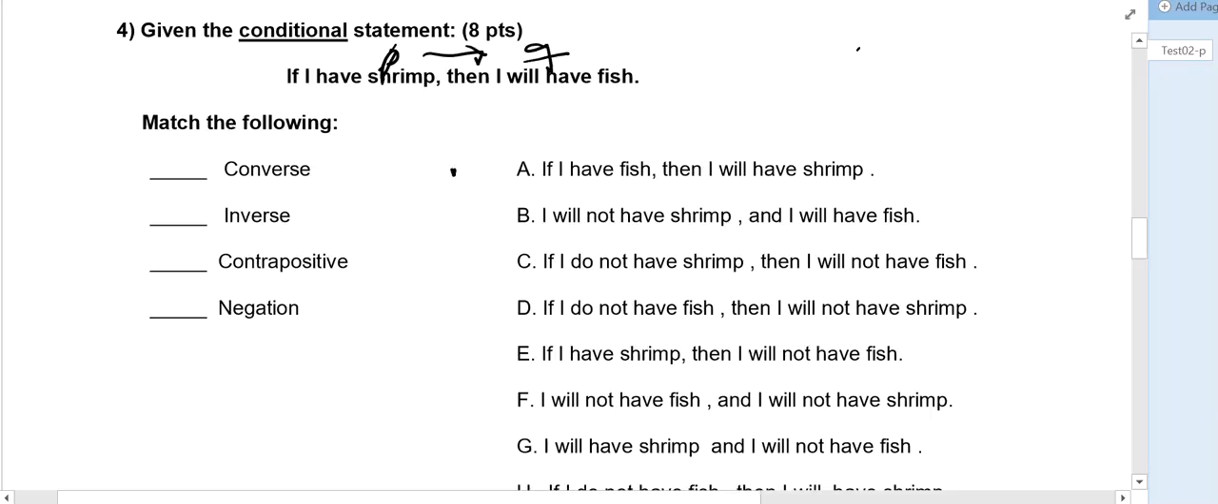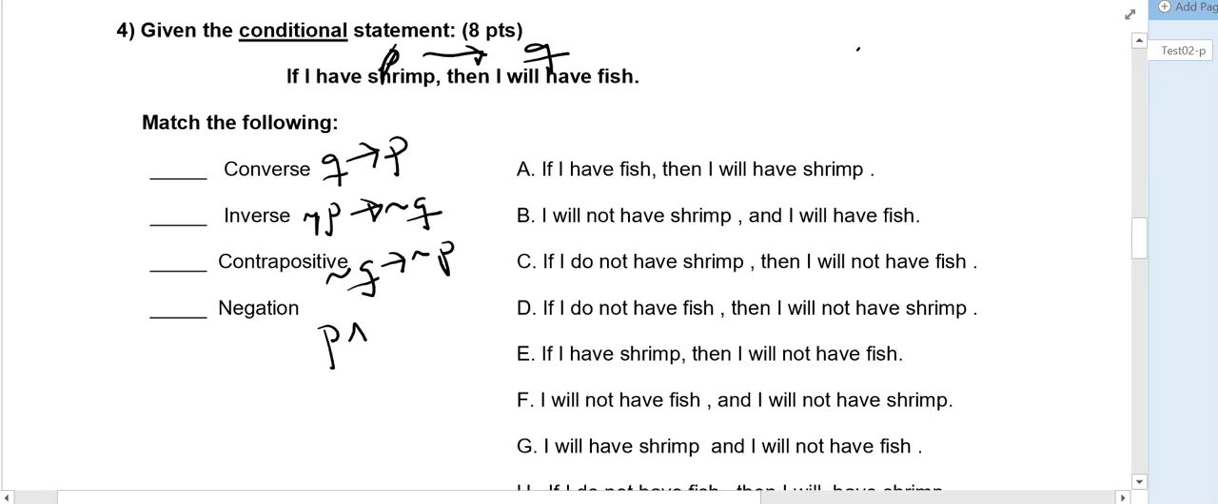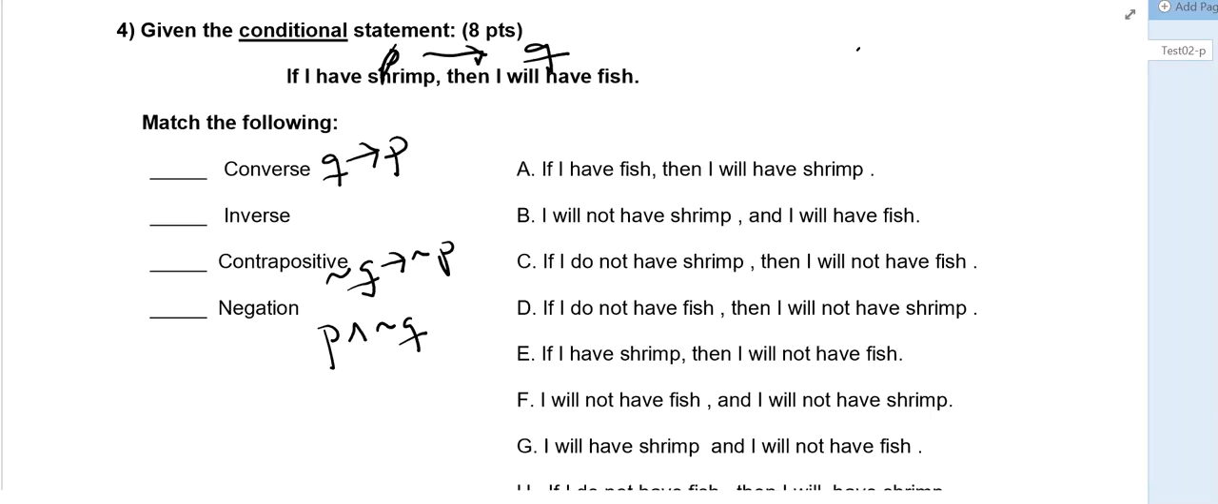Glad I caught that. Converse is Q implies P. Inverse is not P implies not Q. Contrapositive is not Q implies not P. And the negation is P and not Q. Okay? Just have to memorize them somehow. And make sure you don't do what I just did here. I get the contrapositive sometimes when I'm not thinking, and I switch and mess them two up. Contrapositive and converse. But the inverse is not P. I'm going to just rewrite this one. Not Q. Alright.